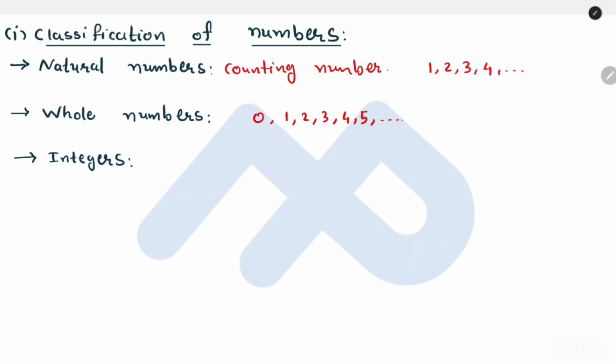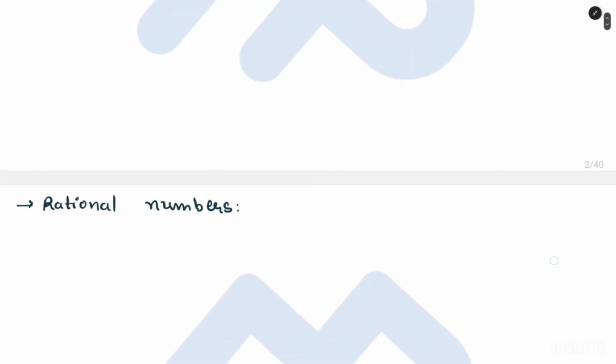Okay, so next comes integers. Integers are basically all these whole numbers, I mean 0 as well as natural numbers, and we consider negative integers also here. So it's infinite on both sides: 0, 1, 2, 3, 4, and so on on the right hand side, as well as -1, -2, -3, and so on. All these are integers. You must have learned about it in your previous grades.